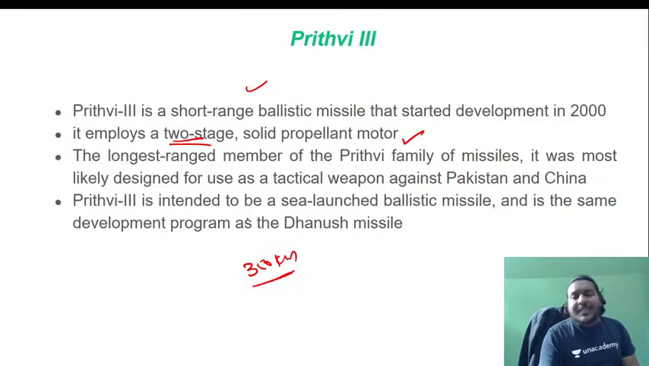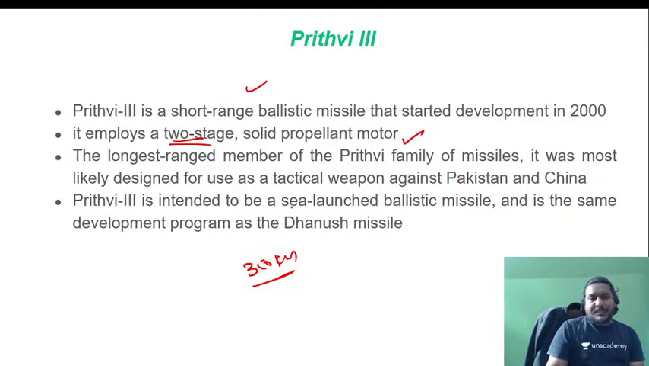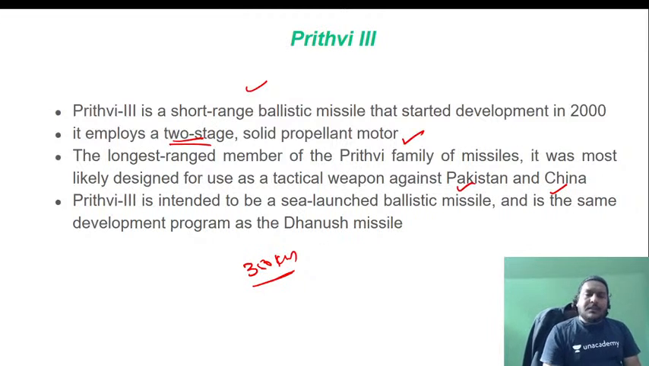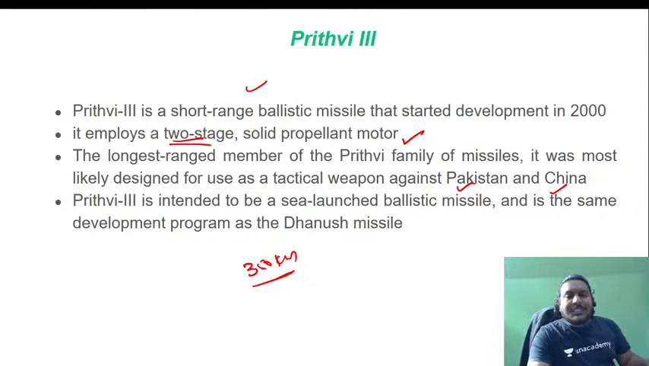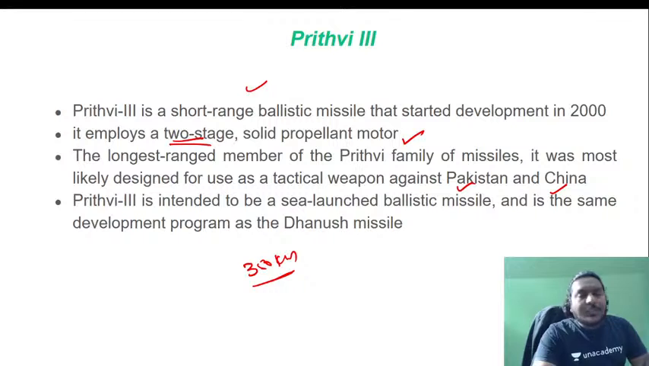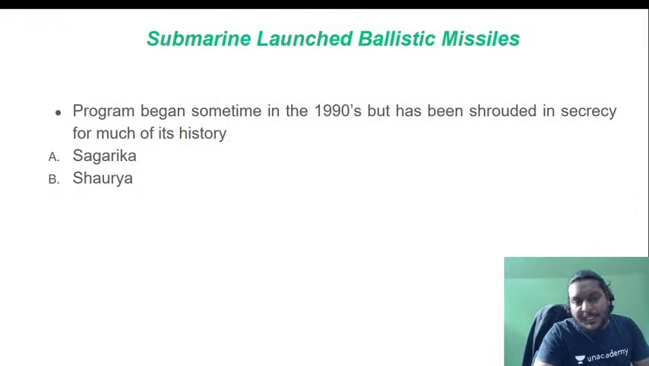And the longest ranged member of the Prithvi is this. It was mostly designed as a tactical weapon against Pakistan and China. And it has been intended to be a sea-launched ballistic missile. But we also have a Dhanush missile, so it was not that way. So this is something which we have when it comes to Prithvi 1, 2 and 3 missiles, which are very important, and the huge arsenal of Prithvi is present with respect to the Indian Defence Forces.